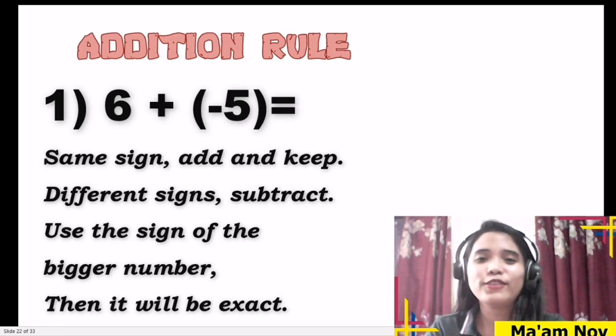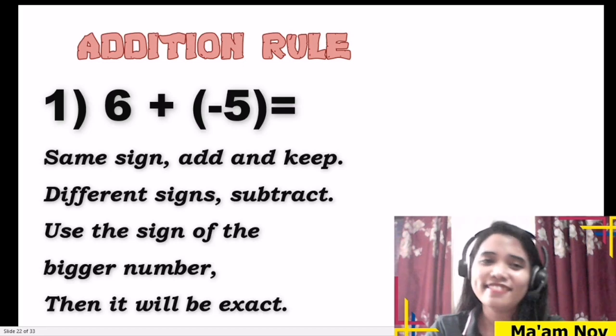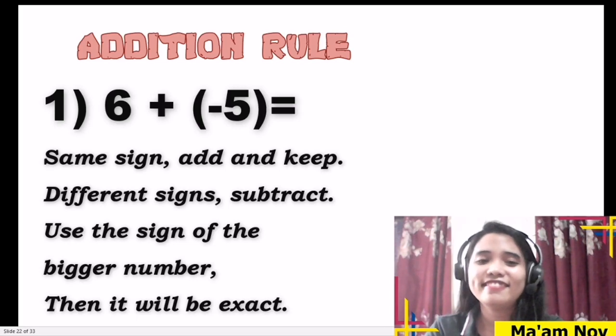Sabay kayo. Same signs add and keep, different signs subtract. Use the sign of the bigger number, then you'll be exact. Ulit. Same signs add and keep, different signs subtract. Use the sign of the bigger number, then you'll be exact.